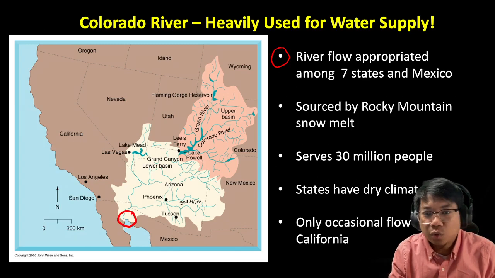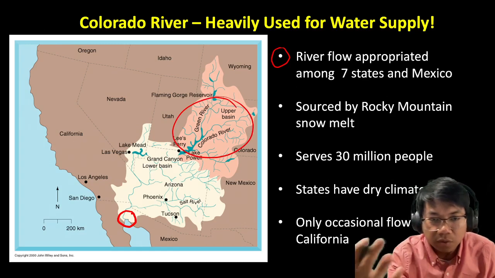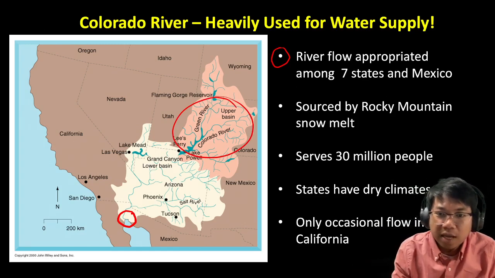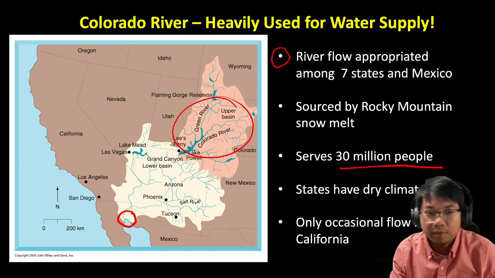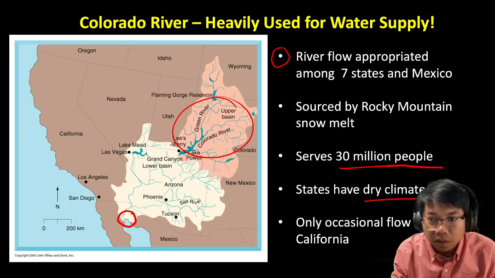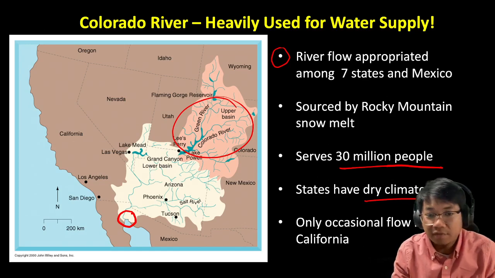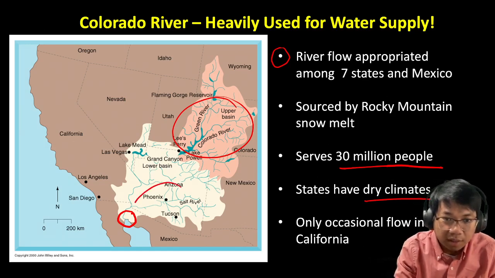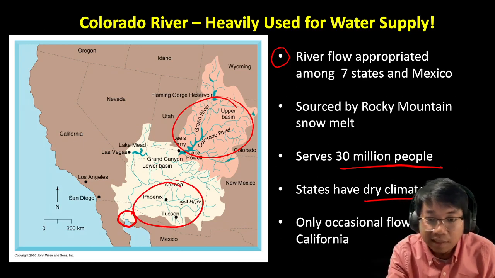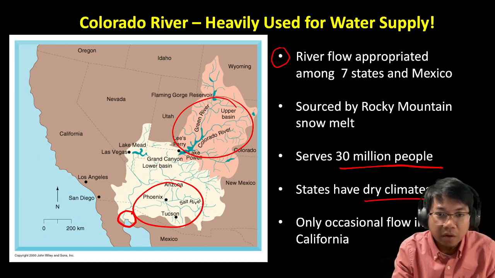It is sourced by Rocky Mountain snowmelt. So it starts from this region, the Colorado region, Utah state, and it serves about 30 million people that live along the path of this river. Some of the states that it goes through have a dry climate. For example, Arizona has a very dry climate, but a lot of people live in these cities, so they still need water. And where do they get the water from? They also get the water from the Colorado River.